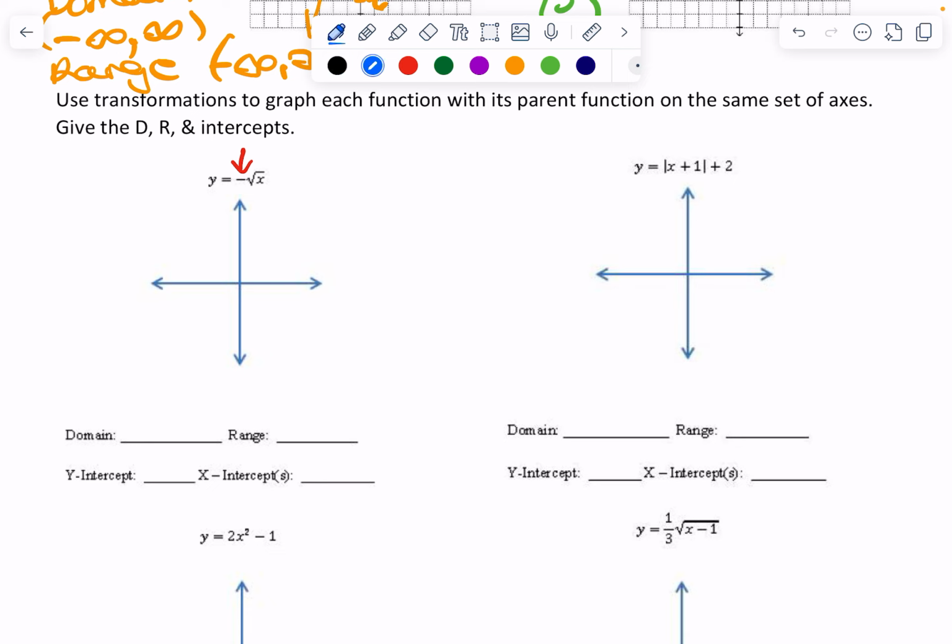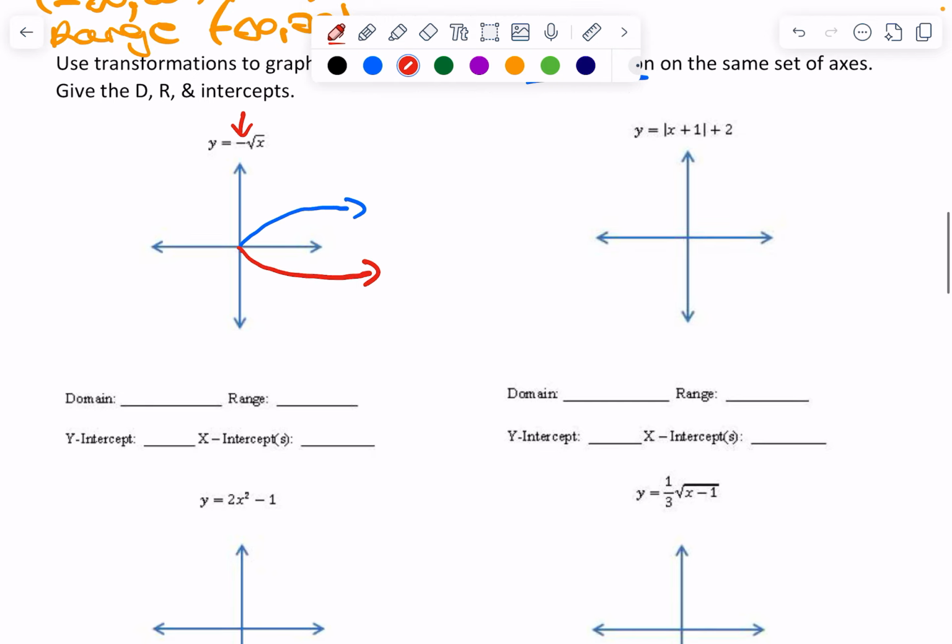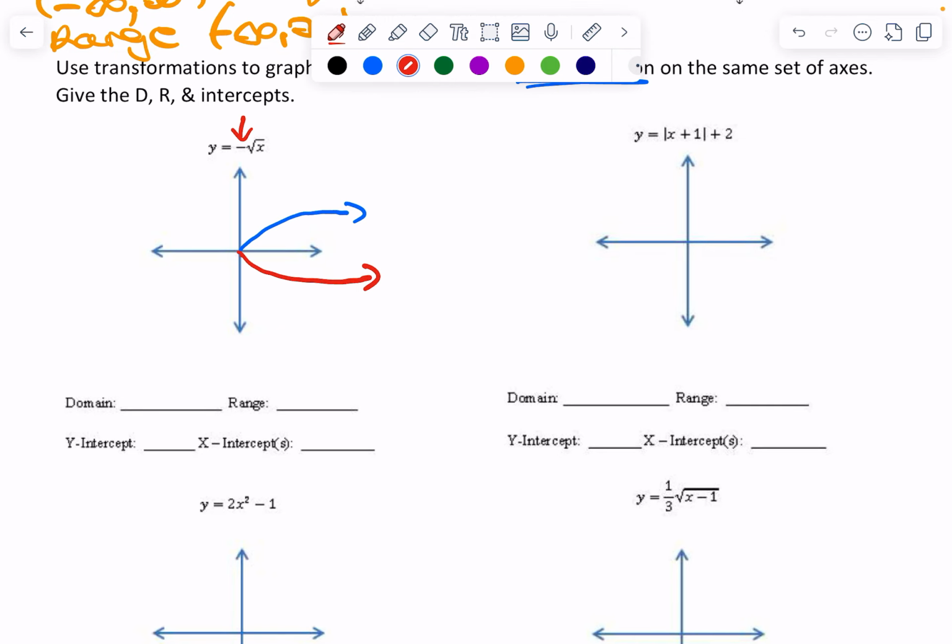I'm going to graph the parent functions with the blue. So our parent function looks something like this. Now, remember that that negative reflects it across the x-axis. So that means that it comes down here, something like this. Okay, it's asking for the domain and the range. The domain, we start from the y-axis. So it starts from 0. 0 is included, and keeps going to the positive side of the x, so towards positive infinity.